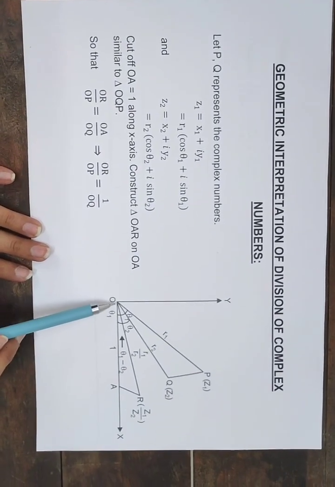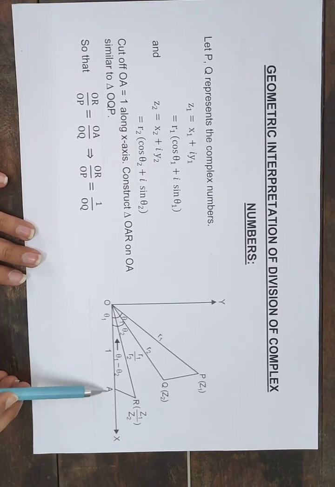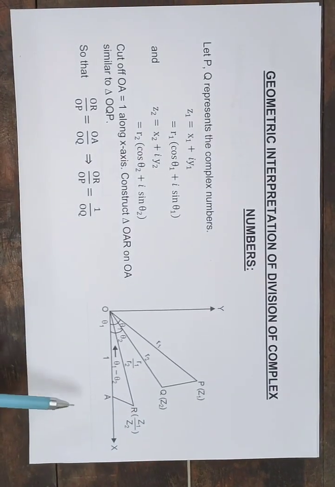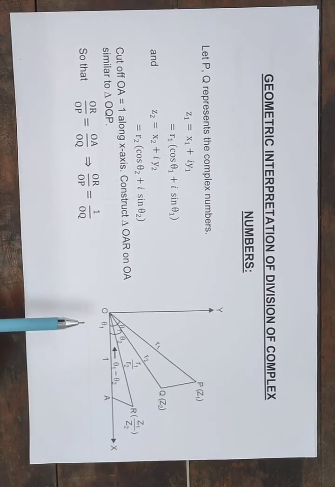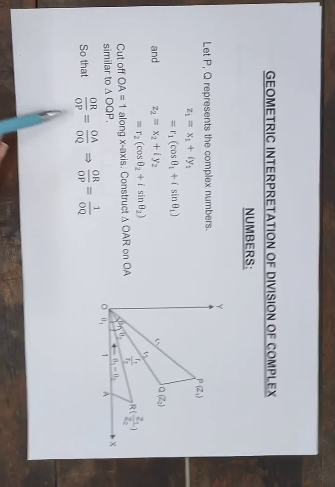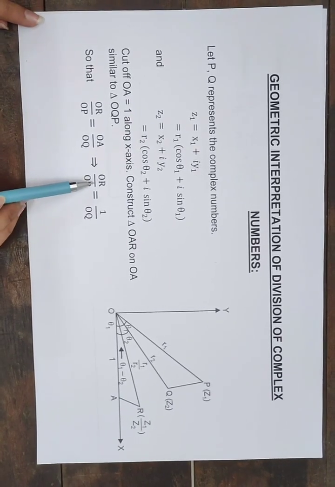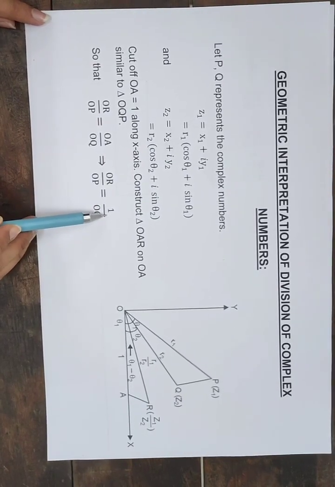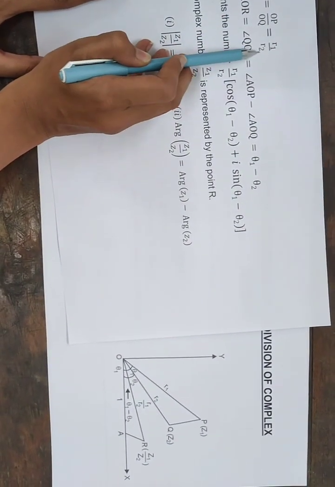Now construct triangle ORA such that OA is equal to 1 along the axis OX. We get triangle OAR similar to triangle OQP. Now, by the property of similar triangles, we have OR upon OP is equal to OA upon OQ. We get OR upon OP is equal to 1 upon OQ, since OA is equal to 1. Now, OR is equal to OP upon OQ, which is equal to r1 upon r2.